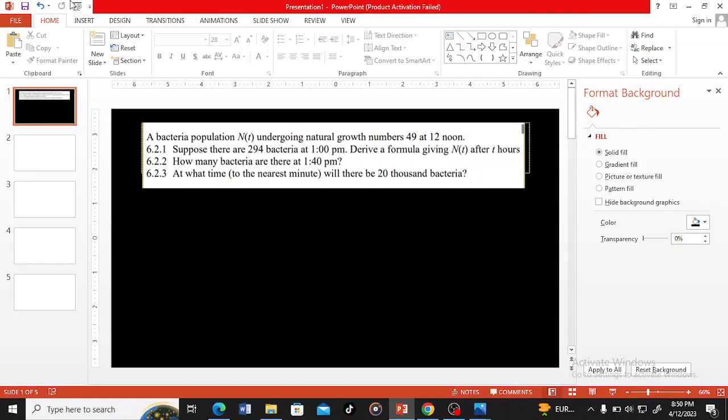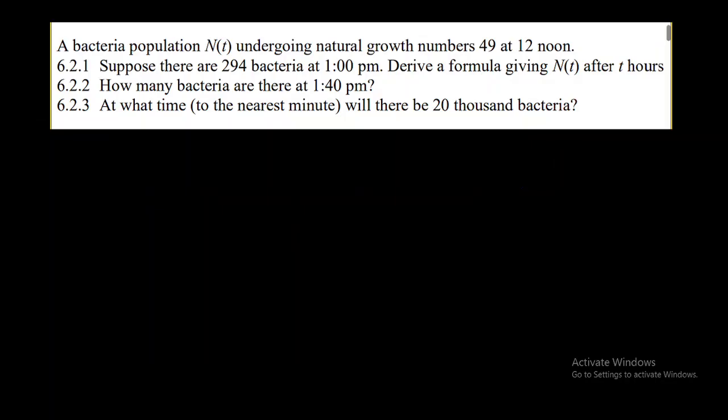Okay guys, this is actually an example from the theory which we have covered recently. So the problem goes like, they say a bacteria population, we're dealing with a bacteria population N of T undergoing a natural growth. These are the keywords. Natural growth, they're just referring to exponential growth.